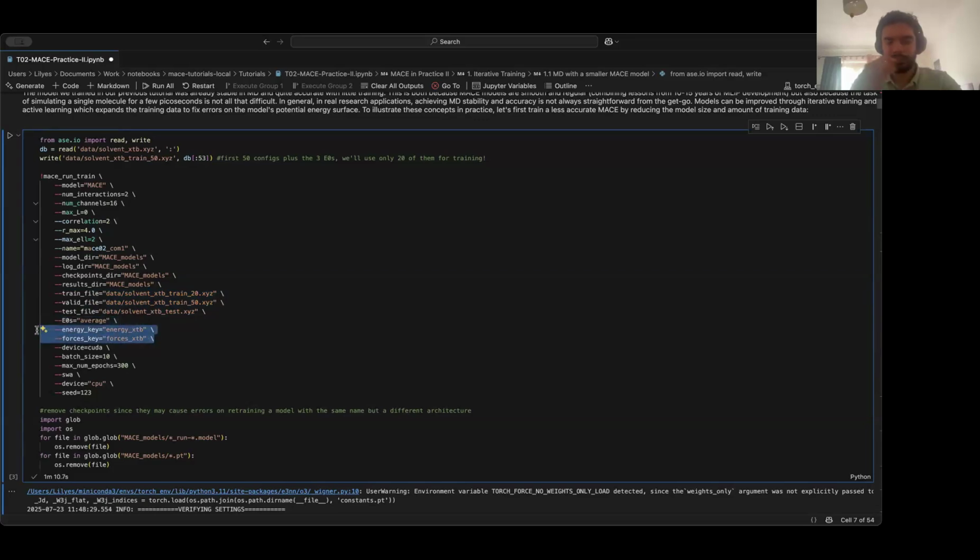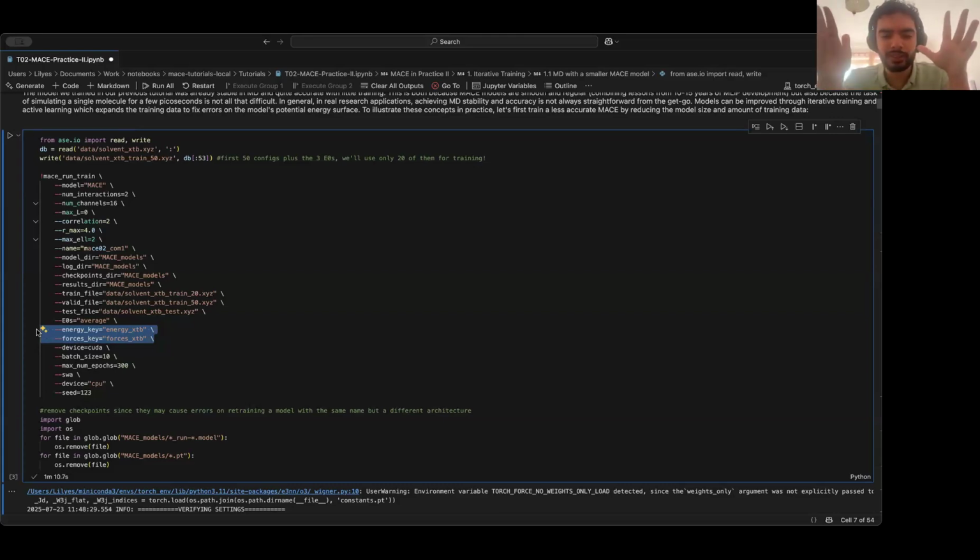And then the most important thing, and I think about 20% of the issues on MACE are related to that, are the keys. So the keys are basically the way to tell your model where to search. What is the name of the properties to fit to in your file? You cannot know in advance, so you need to tell it. And it's also extremely important.